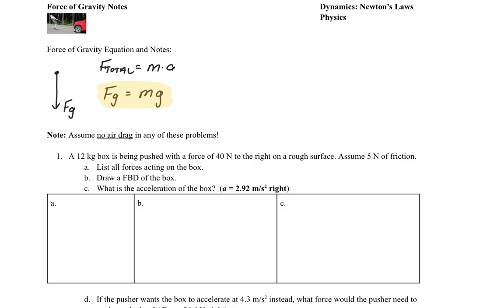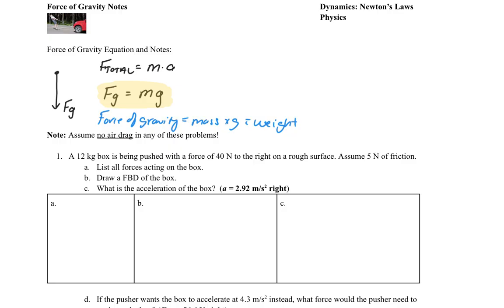People tend to forget it, but what it says is that the force of gravity, wrong thing to draw there, so I'll just undo. What it says is that the force of gravity is equal to the mass of an object times the acceleration due to gravity. This is also known as weight. So the force of gravity is equal to the weight of an object.